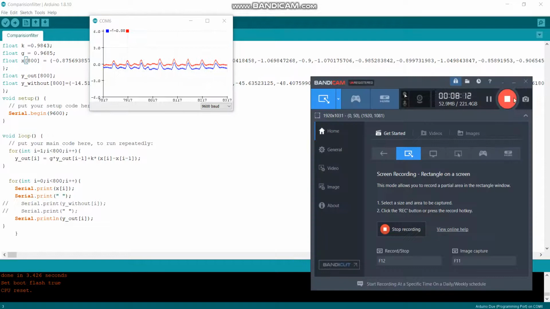So here we can see the blue one is the input, and the red one is the output from the digital filter. So this was experiment number 6.